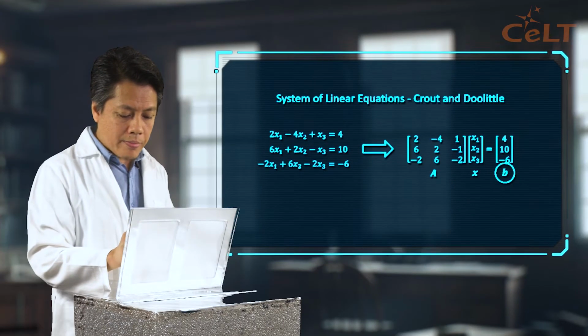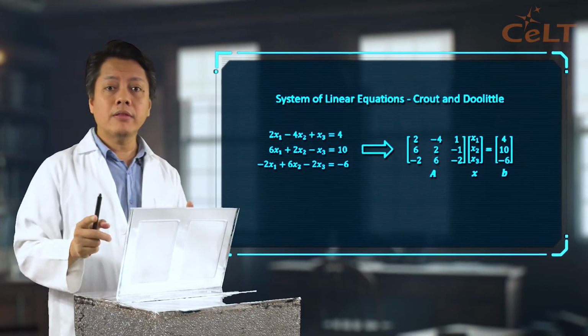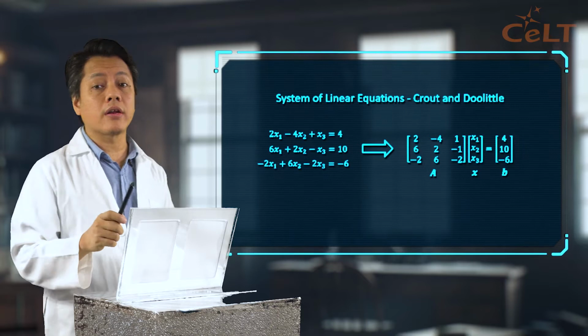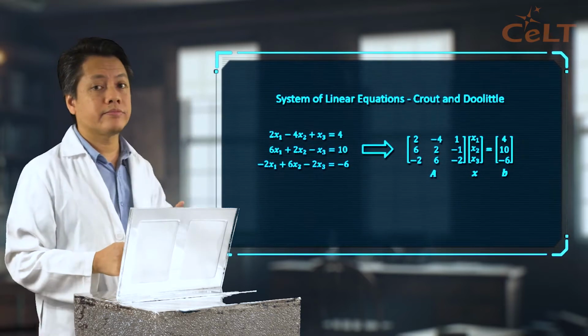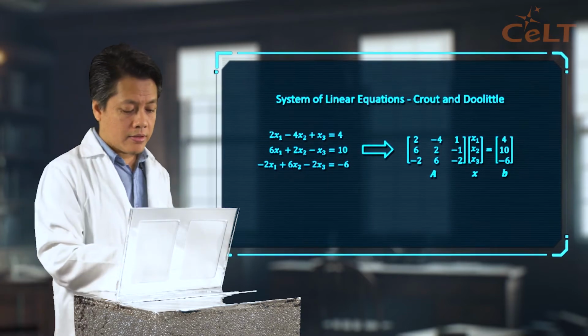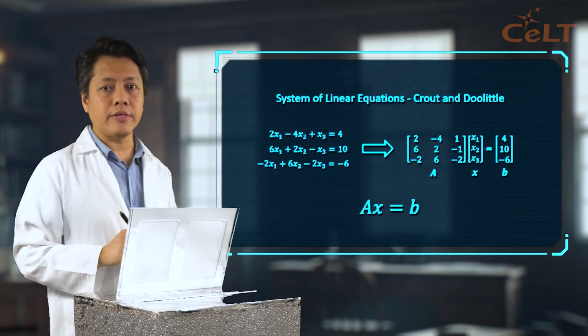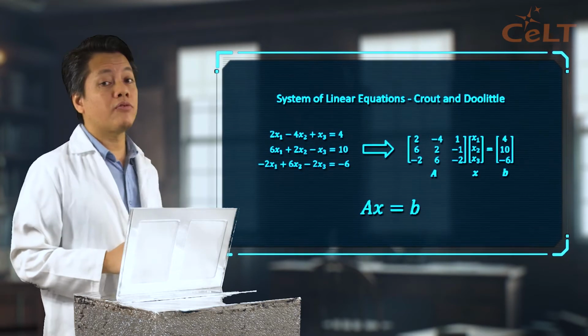Then we have matrix B. Matrix B consists of the numbers on the right side of the simultaneous equations. So, we can write the product as AX equal to B, and we will be solving for matrix X. And in the following, I will show you the concept of LU decomposition. They might look a bit cryptic, so you might need some time to digest the information.